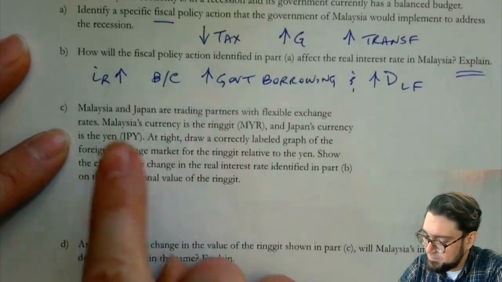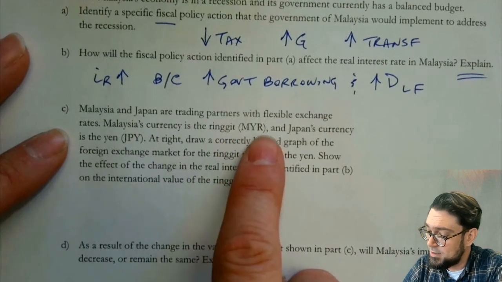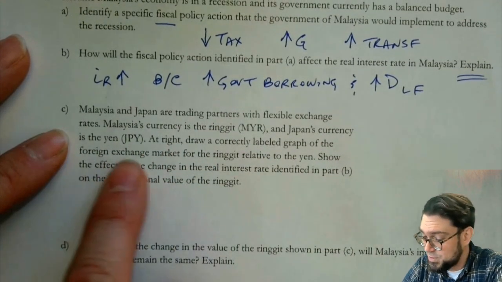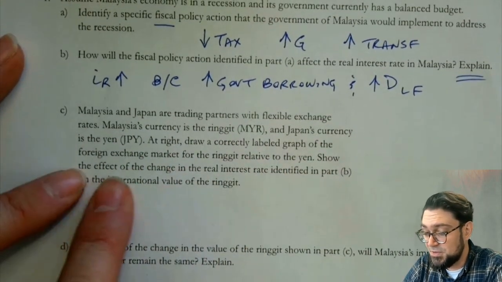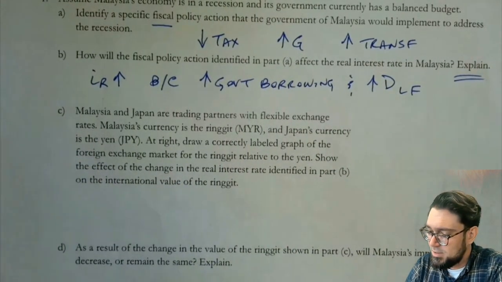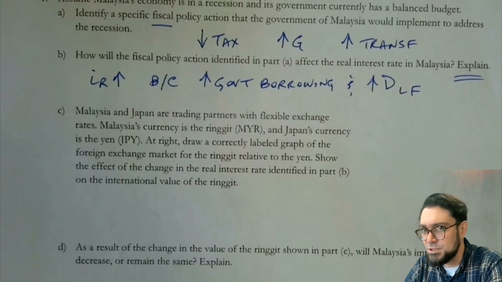Now, part C, Malaysia and Japan are trading partners with flexible exchange rates. Malaysia's currency is the ringgit MYR, and Japan's currency is the yen JPY. At right, draw a correlated graph of the foreign exchange market for the ringgit relative to the yen. Show the effect of the change in the real interest rate found in B on the international value of the ringgit. So what this is asking us is to graph the ringgit, right? Not the yen, just the ringgit.